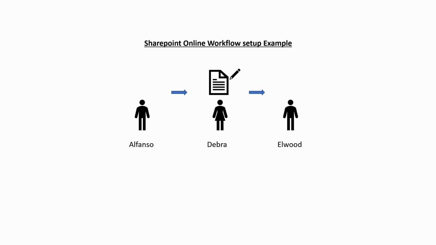Alfonso sends a document which he would like to have a signature of his peers, Deborah and Elwood. So this workflow will show a document starting from Alfonso and routing to Deborah and Elwood. Once that is completed, it gives a complete status information back to Alfonso. So let's proceed with it.